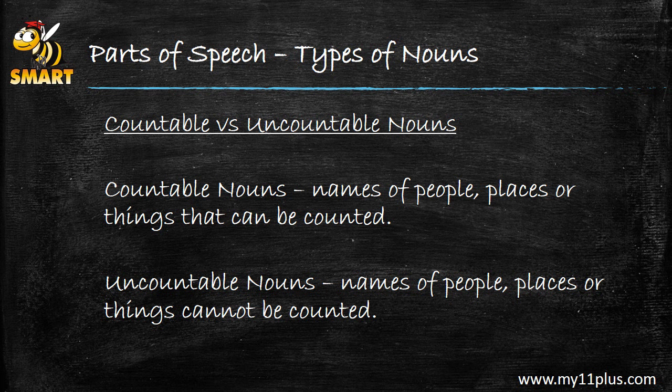Another set of nouns that are opposites, we have countable versus uncountable nouns. And the name sort of explains what they are. Countable nouns are words that we use for the names of people, places, or things that can be counted. So we can say we have 3 of these, or 1 million, or 250. We can count and put a number to them. Uncountable nouns are the names of people, places, or things that cannot be counted. So we can't say that we have 3 of them or 4 of them. They are words that are uncountable.